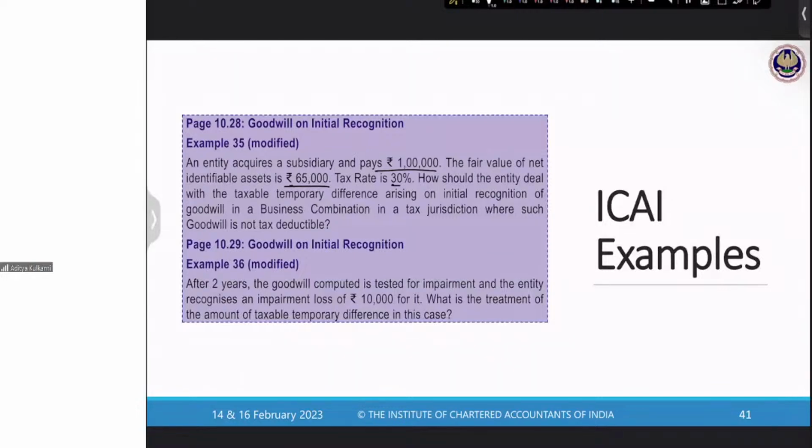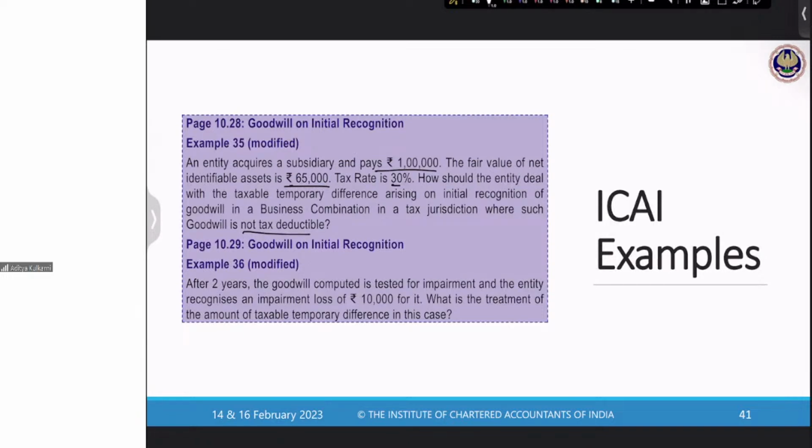How should the entity deal with the taxable temporary difference? It is a difference arising on initial recognition of goodwill in a business combination in a tax jurisdiction where such goodwill is not tax deductible. So what are you going to do? You are going to ignore this deferred tax implication because it is arising on recognition of goodwill.